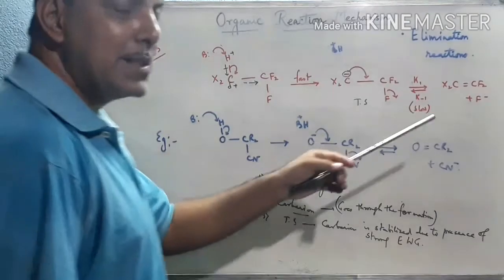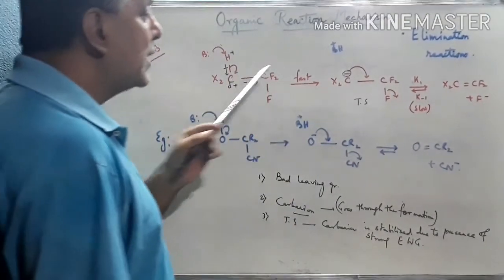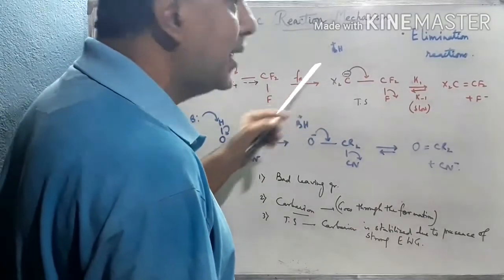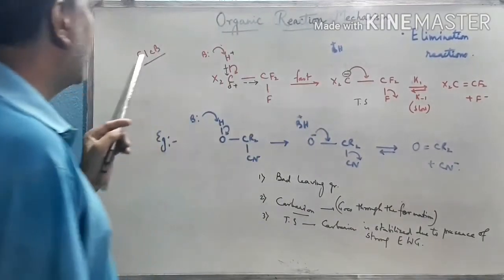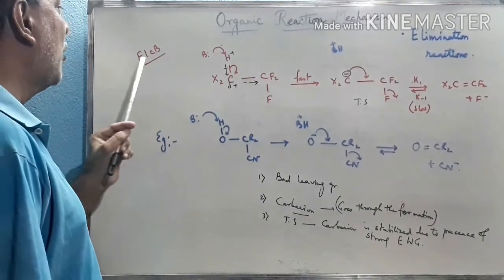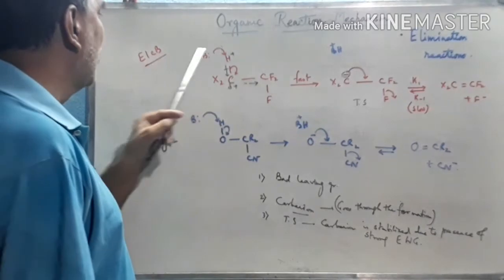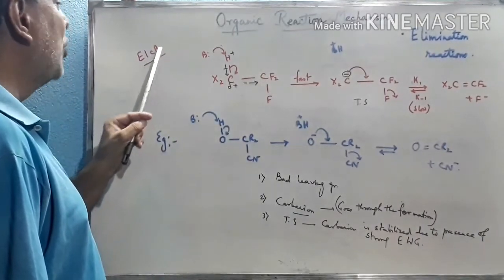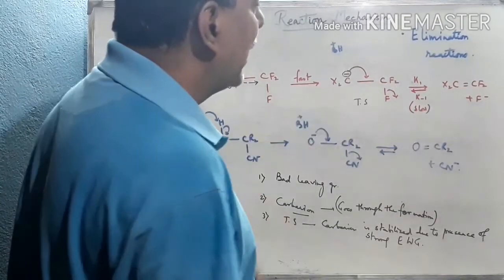It is a two-step process just like E1, but in case of normal E1, the reaction goes through the formation of a carbocation, but here the reaction goes through the formation of a carbanion. That's why it is called the E1CB mechanism. E1 means the reaction goes through the formation of the conjugate base. Now the second step is the rate determining step.